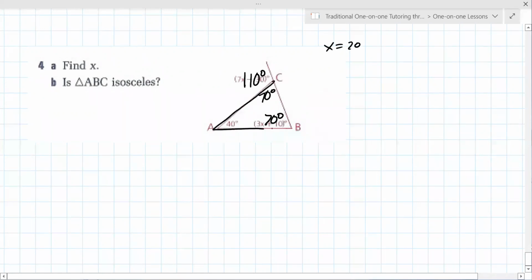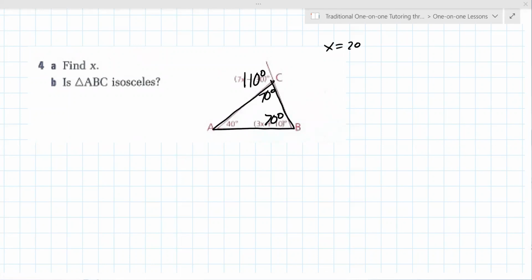So is this triangle isosceles? Yes, it is, because the angles are the same. The base angles are the same.